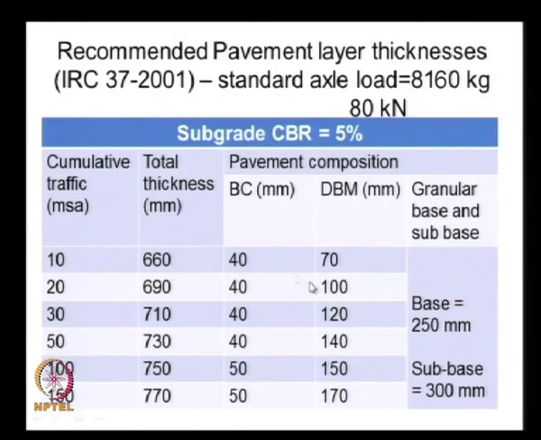and the Indian Roads Congress, IRC, has also given the thickness of pavements in terms of the subgrade CBR value, and these are given for standard axle loads of 8170 kgs, that is approximately equal to 80 kilonewtons, and this is given in terms of so many millions of standard axle loads, the MSA, for 10 MSA, 20, 30, 50, 100, 150 MSA, and the thickness, as you can see, goes on increasing with the number of axle loads.